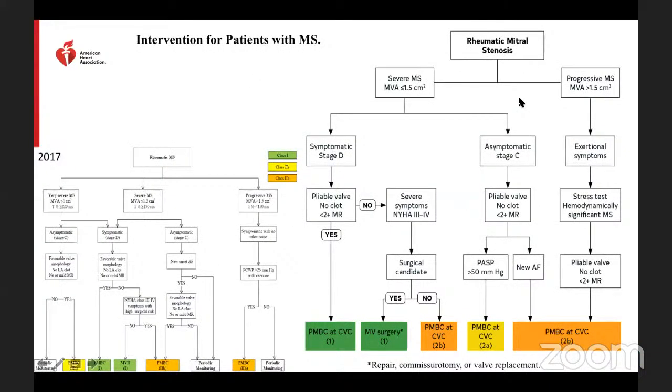This diagram just summarizes the recommendation for rheumatic MS intervention. As we can see here, there's no more "very severe MS" as before in the 2017 modified guidelines. And this statement is new for severe asymptomatic stage C rheumatic MS when we have favorable valve morphology with elevated pulmonary artery systolic pressure more than 50. It's a class 2A to go with percutaneous mitral balloon commissurotomy.